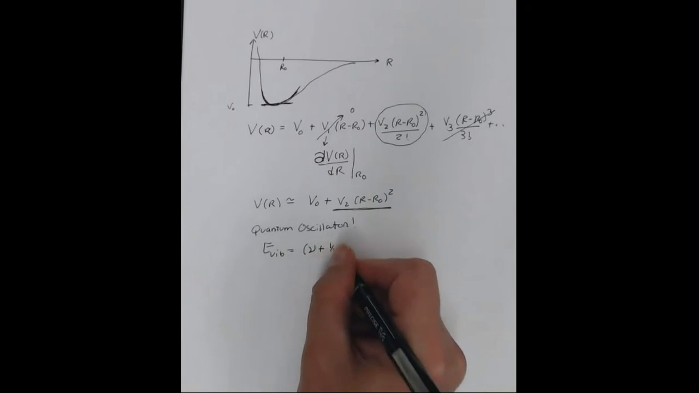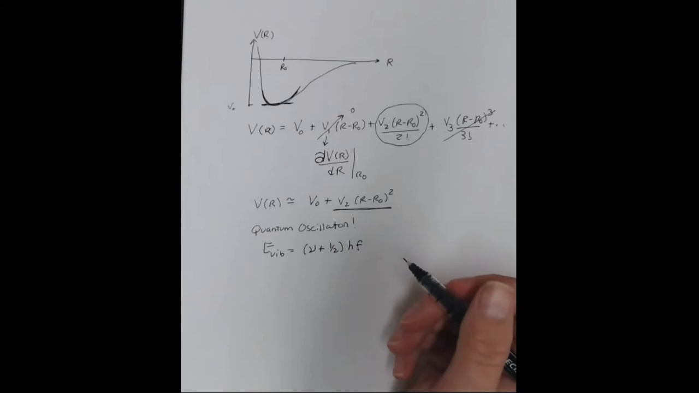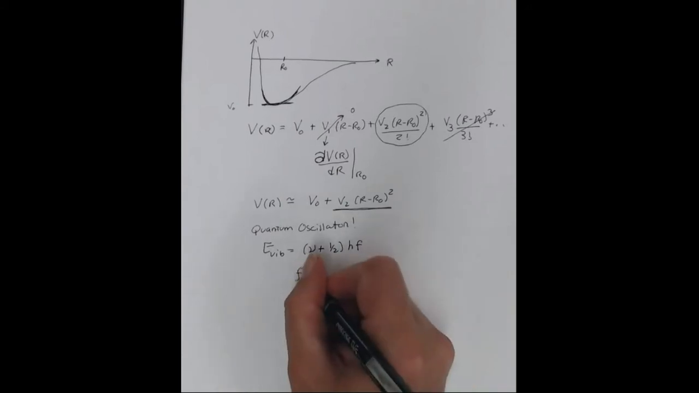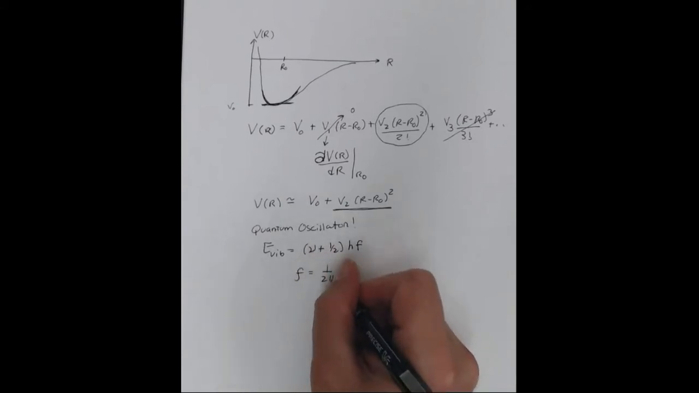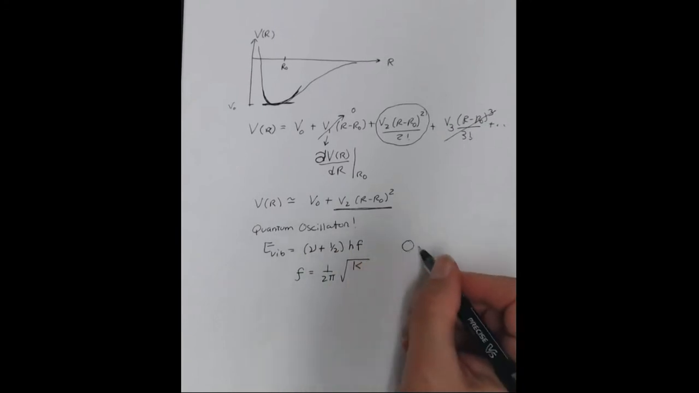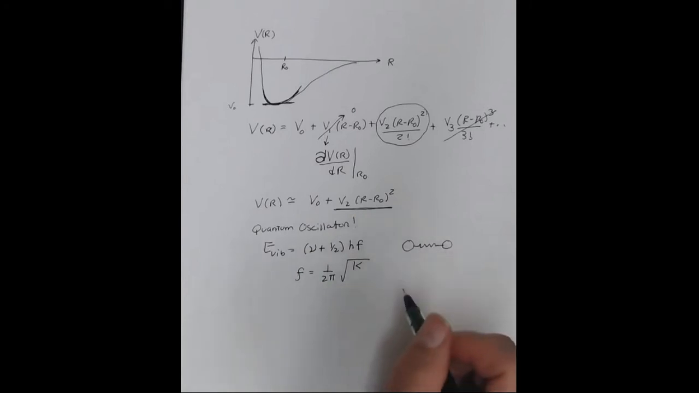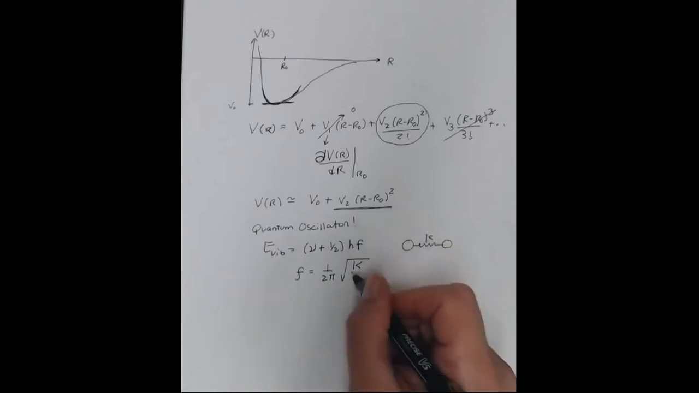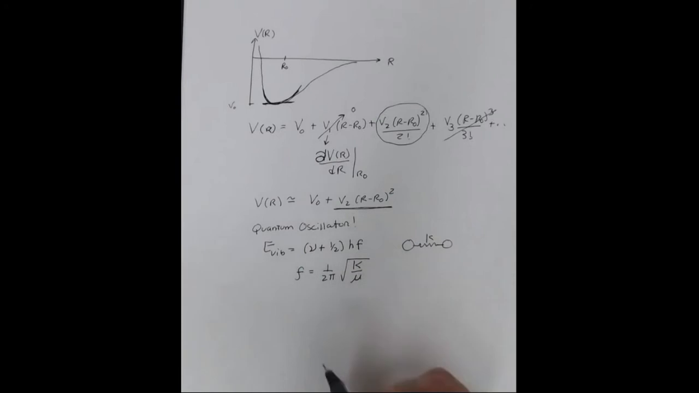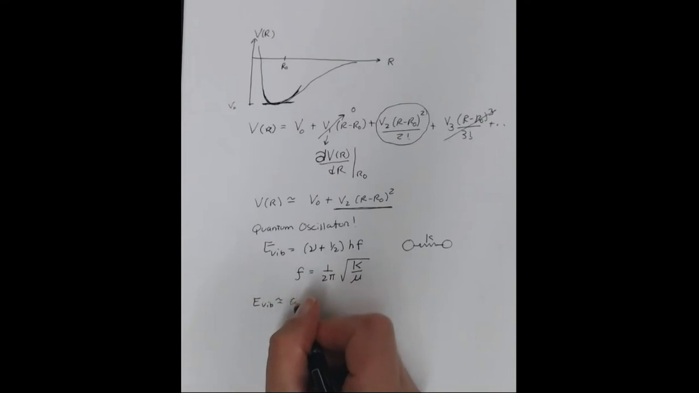This was our formula for the quantum oscillator energy, where the frequency is 1 over 2 pi times the square root of our first constant. We think of this oscillator as our two atoms attached by a spring with some force constant over the mass, which is the reduced mass. So the vibrational energies are on the order of 0.1 electron volts.